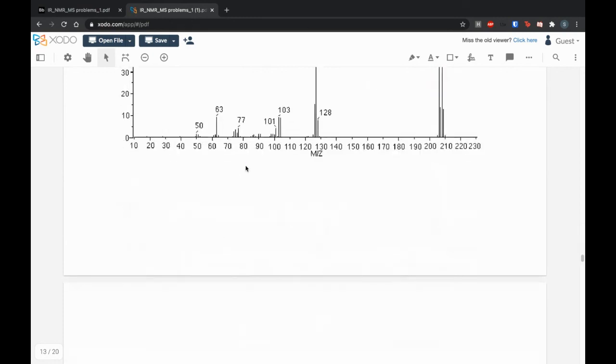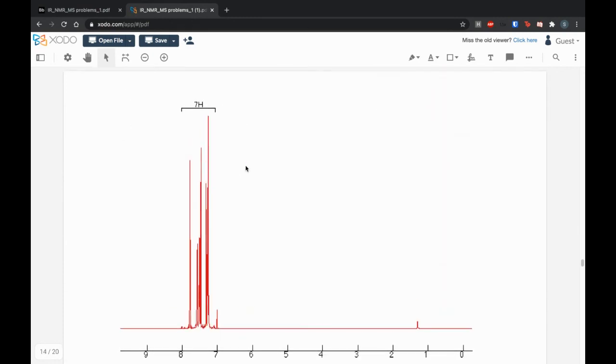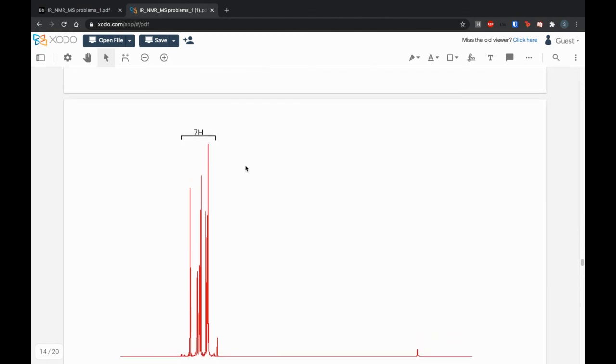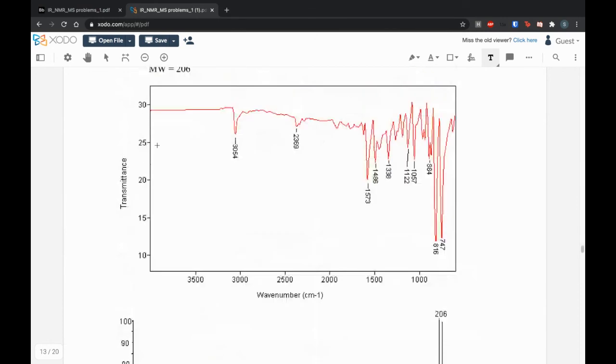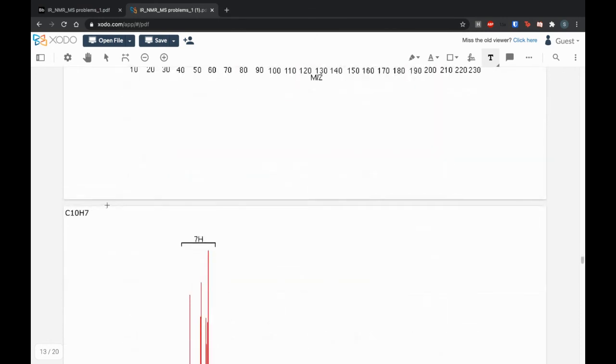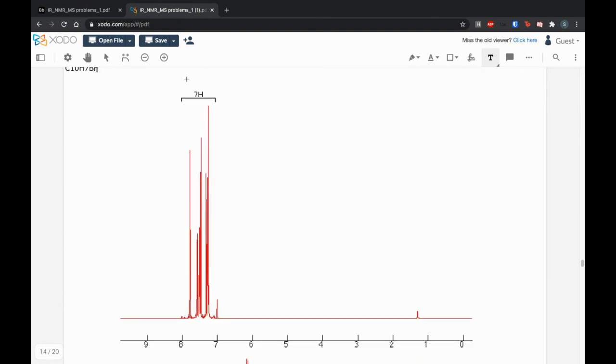C10H7 bromine. Wow, okay. So this is very, so hold on, C10H, I already forgot, okay. H7, okay, I thought I just misread that, but okay, wow, it's actually H7. And all 7 hydrogens have the same signal between the 7 to 8, which is aromatic.